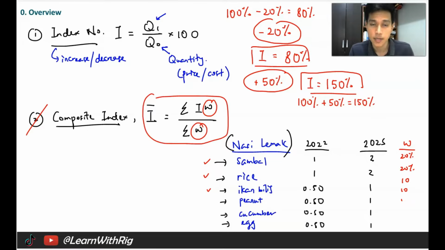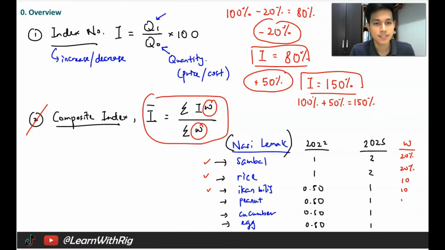Okay, composite index. So in other words, if you are only looking for one item, you use the first formula. If you are looking for the entire list of items, so the whole nasi lemak itself, then you have to use the composite index because it is more than one item. Okay, I hope you're clear with this, so that you know which formula to use. Never mind, we'll go straight to examples and then you'll understand.